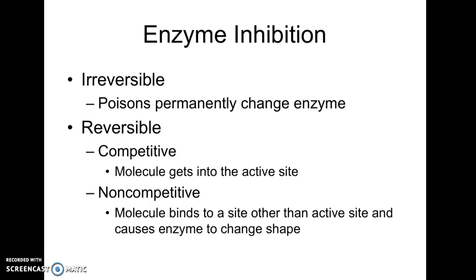Now, reversible are more common, but we can have two types. So we can have what we call a competitive inhibitor, or we can have a non-competitive inhibitor. So a competitive molecule basically competes to get into the active site before the substrate. And when it does, it shuts down the enzyme. And a non-competitive, kind of reversible one, molecules bind to another site on our enzyme, and it turns off the active site, causing the enzyme to kind of change shape.